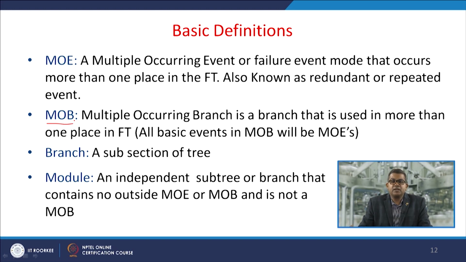So all basic events in a multiple occurring branch will be multiple occurring events in that particular case. So, a branch is usually a subsection of a tree. The module is an independent subtree or branch that contains no outside multiple occurring event or multiple occurring branch and is not a MOB, that is, a multiple occurring branch.